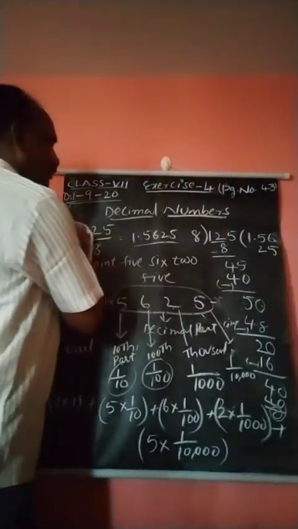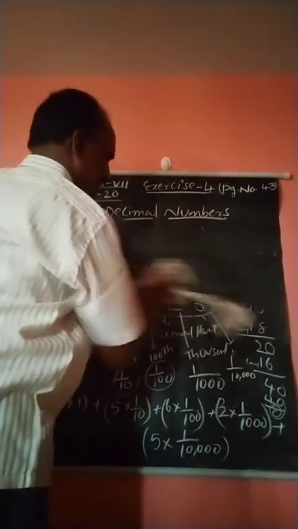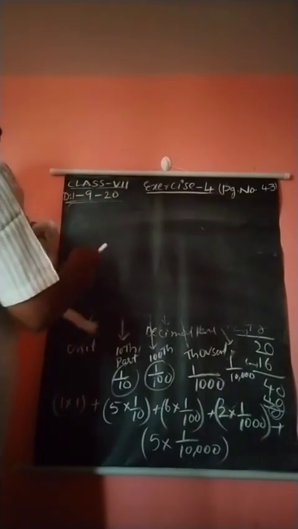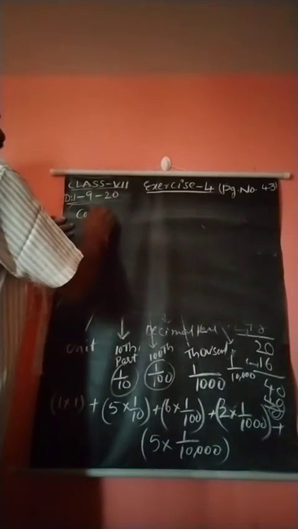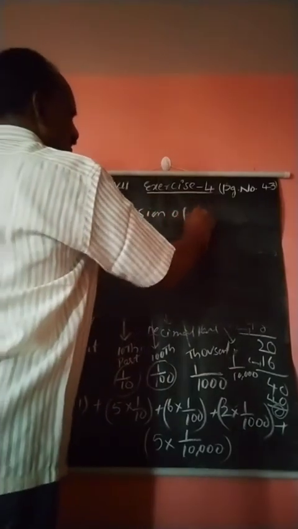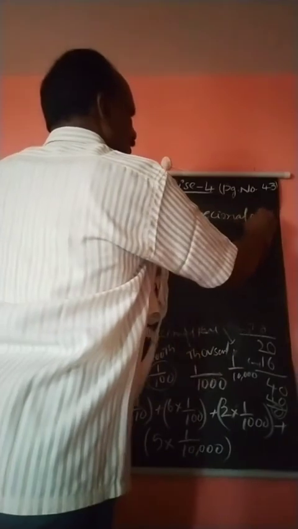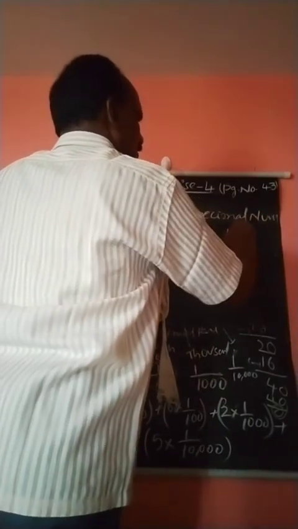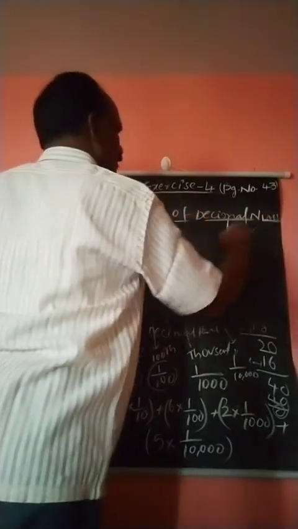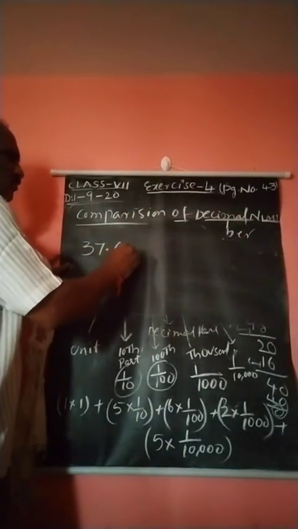Comparison of decimal numbers. Look here. For example, 37.625 is there.